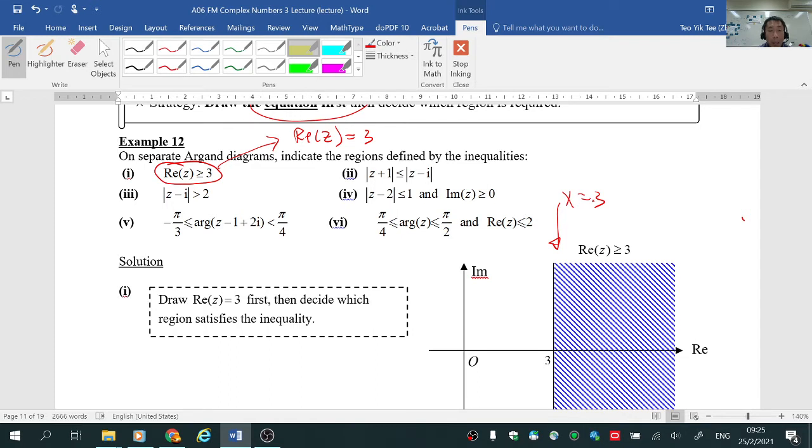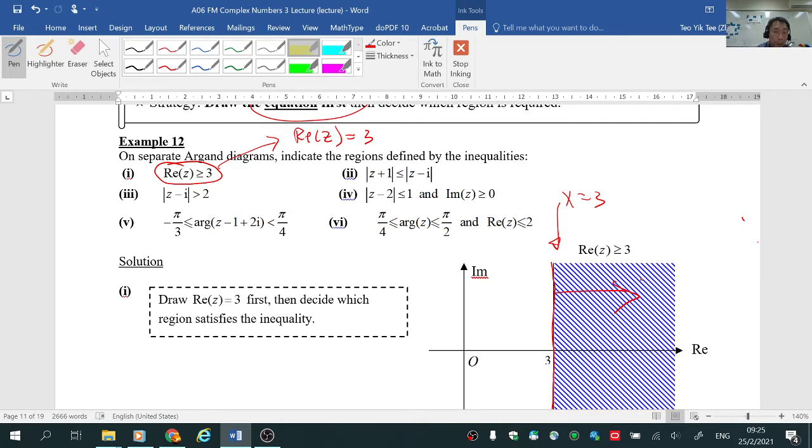Okay, then after you have drawn the so-called locus with the equal sign, then you consider the inequalities. So when is it going to be greater than or equal to 3? If this is x equals 3, in order for it to be greater, it has to be to the right hand side of 3. And this is where you shade. The blue shaded region is what you're expected to shade.